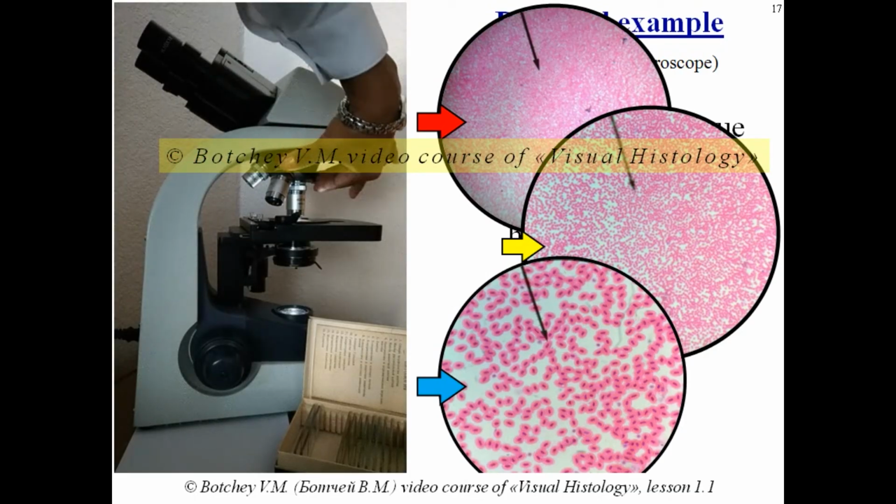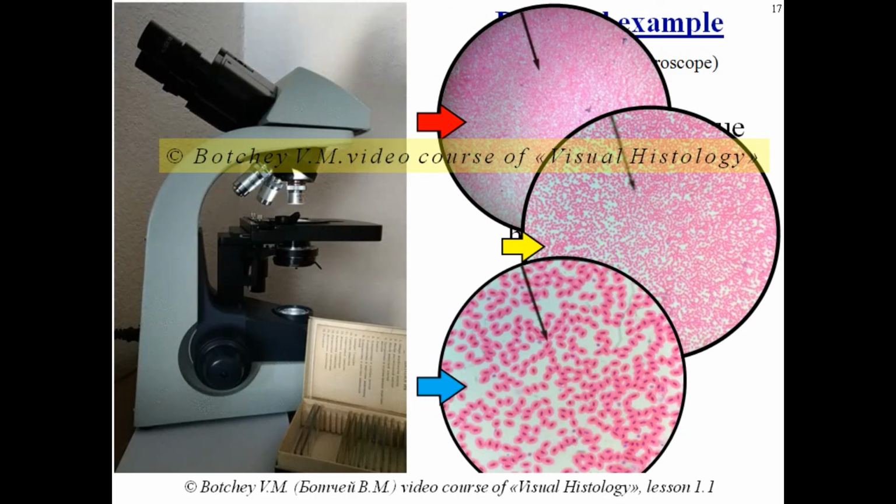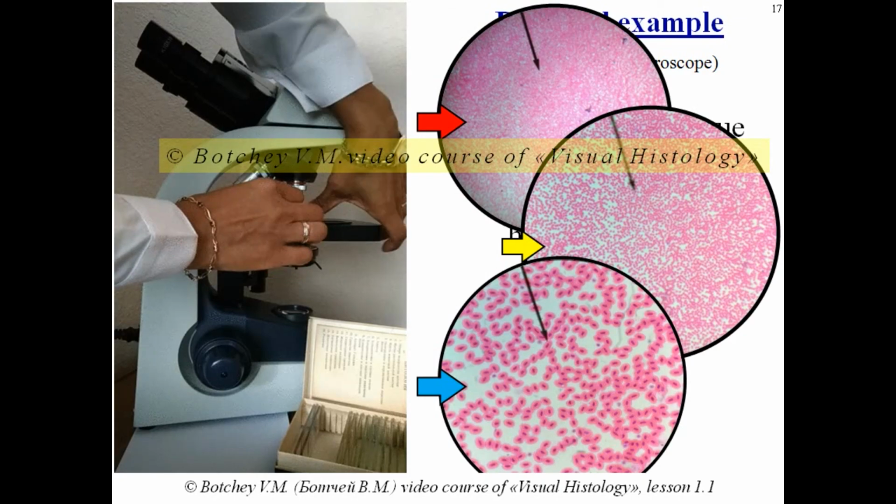After finishing work, with the revolver, return the lens of the small magnification, reduce the light intensity, turn off the microscope, remove the slide and put it into the box. Cover the microscope.